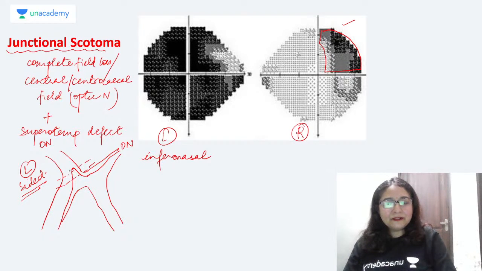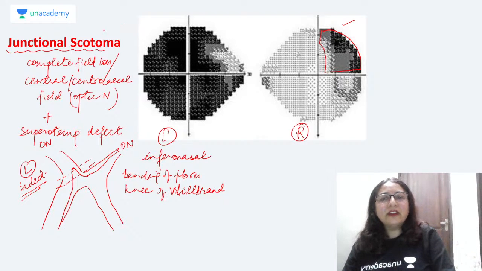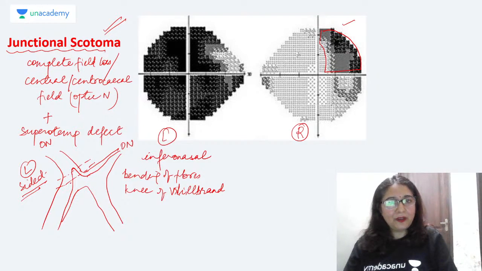Okay, so this looping, this bending of the fibers, is given the name knee of Willebrand. And this anatomy is responsible for junctional scotoma if the field defect is in this area, the posterior part of the optic nerve, just proximal to the optic chiasma.